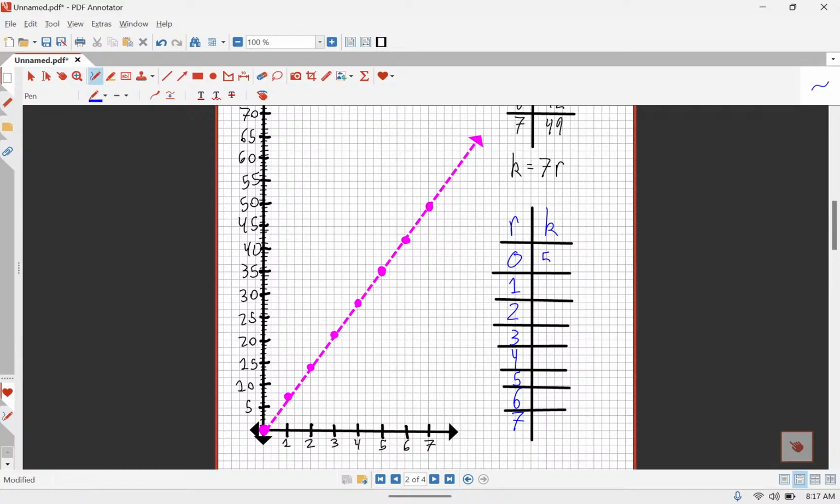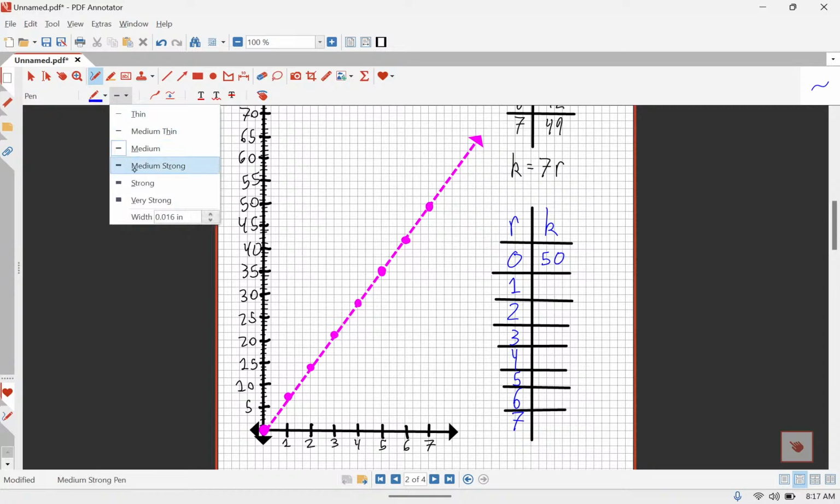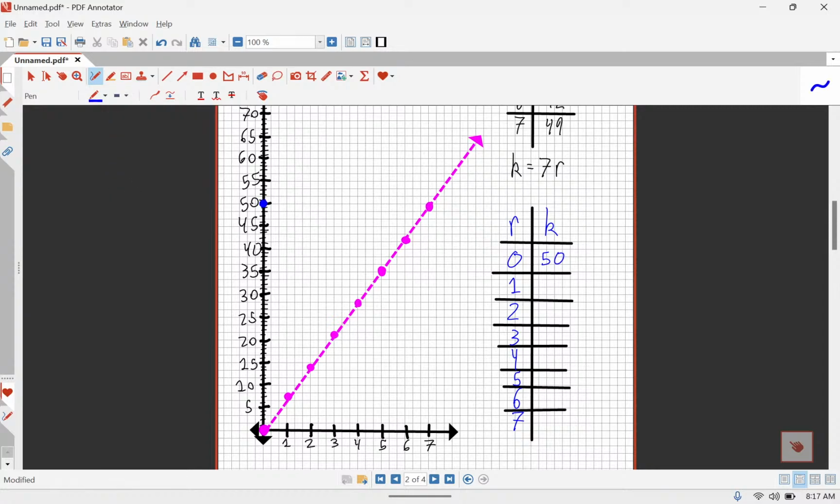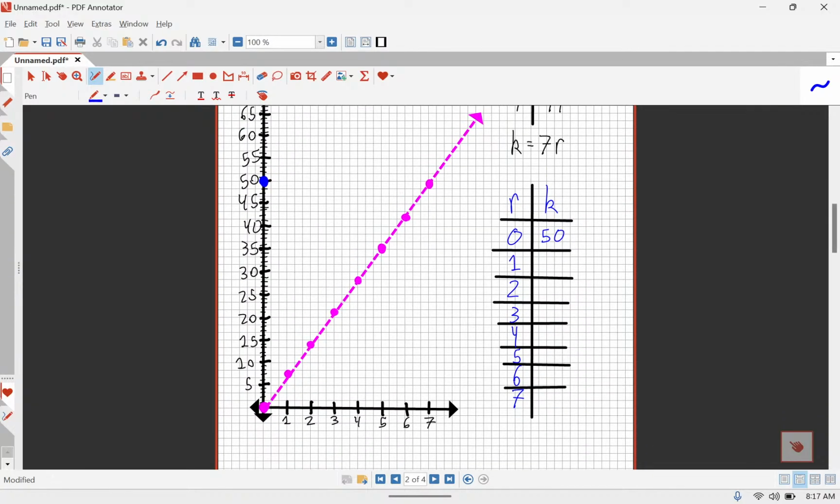And Sammy's right. This starts at 50, right? And you can actually see on your graph, that means your graph also starts at 50. And like I said, this actually secretly answers this question too. Your equation starts at 50.